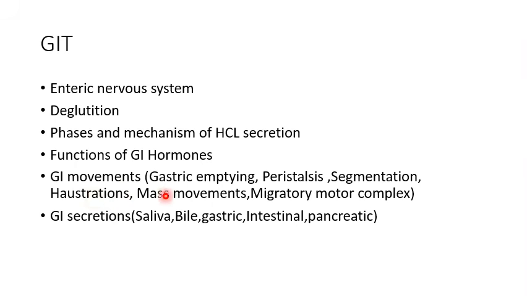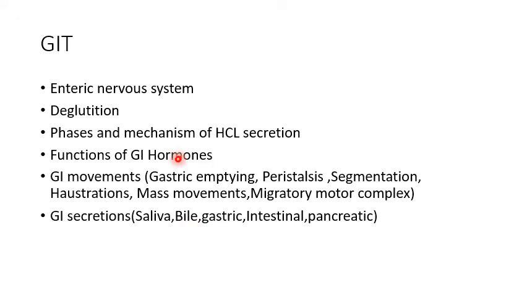Then mass movement, it is a type of segmentation occurring in the large intestine. Then migratory motor complex, it is a single wave movement happening from the stomach to the ileum, and it is the sweeper of the GIT. Then GI secretions, the functions of all the secretions, functions of saliva, functions of bile. That is the role of bile salt in fat emulsification and absorption by forming the micelle, to be explained.